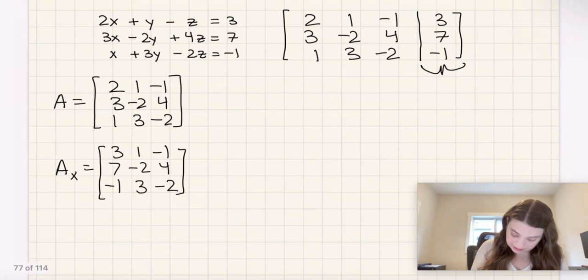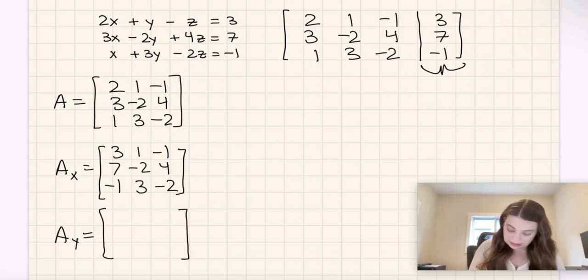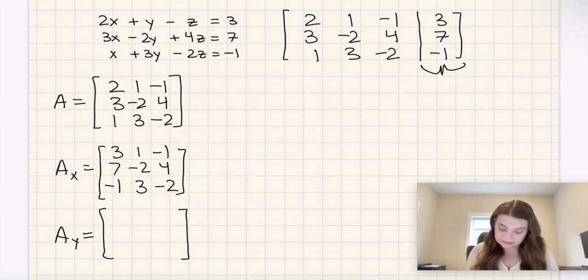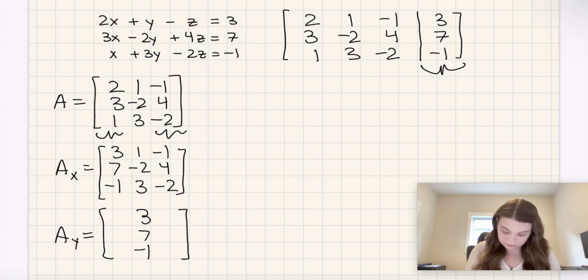Same thing for matrix AY. Matrix AY is going to be where we take this same matrix, matrix A, but instead of keeping the second column as it is, we're going to replace it with the constants. So in the middle column, we're going to have 3, 7, negative 1, and then on either side, we're just going to copy down the columns from matrix A. So let's see here, 2, 3, 1, negative 1, 4, negative 2, like that.